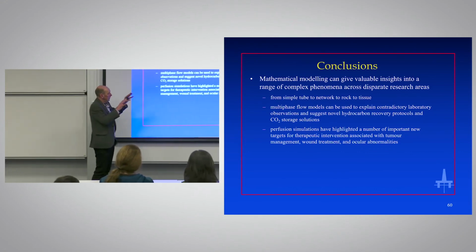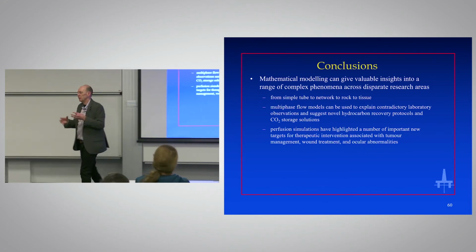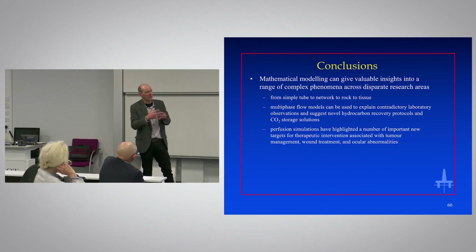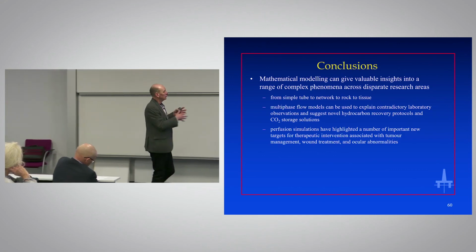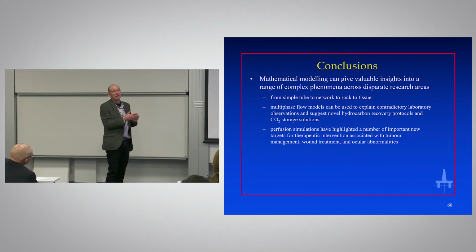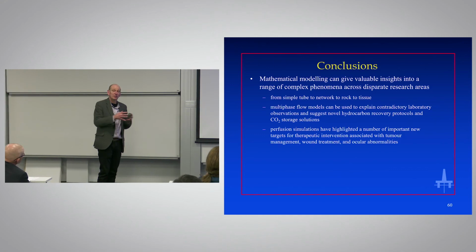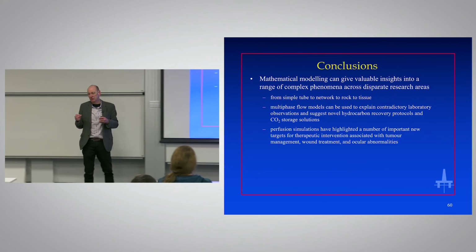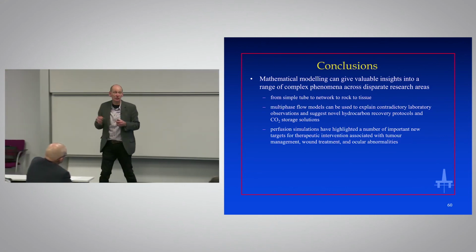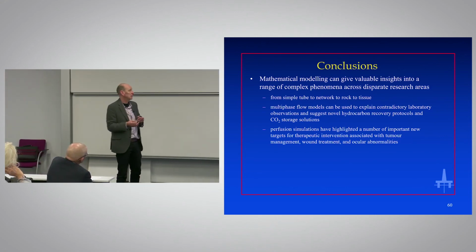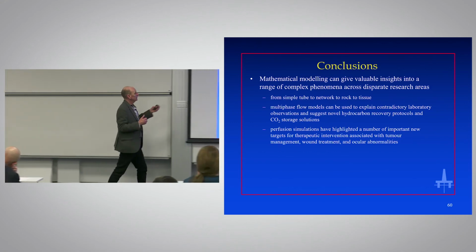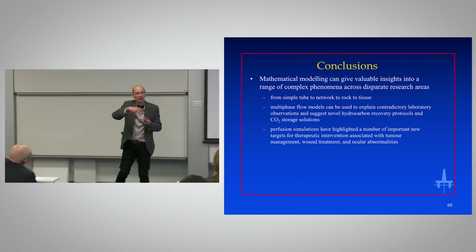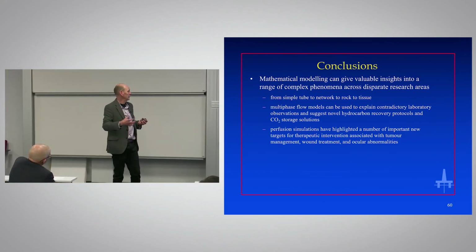These models are useful in explaining contradictory behavior in the lab. You could get different labs doing what seem to be very similar experiments but coming up with very different conclusions. And you can use these models and run lots and lots of numerical experiments to try and uncover why these contradictions might exist. And we can also use them to suggest novel ways of increasing oil production, making it more efficient, but also on the green side of things, to help with CO2 storage solutions. So we can look at how carbon dioxide migrates through rocks at this scale, for example.